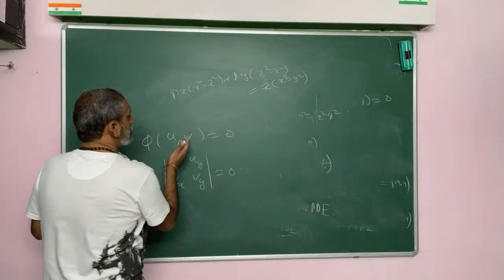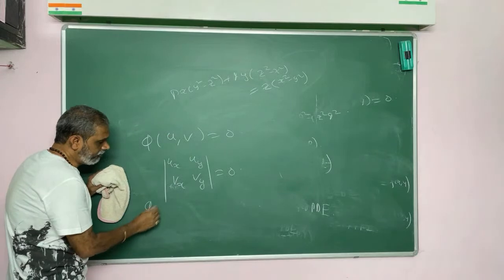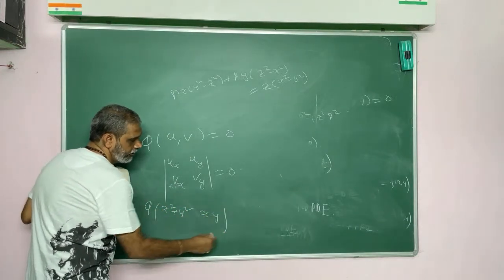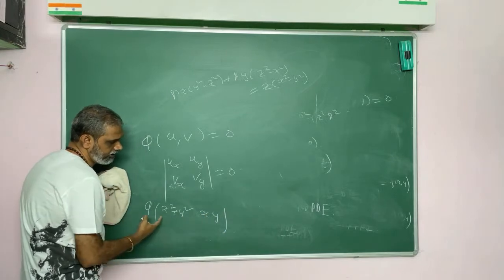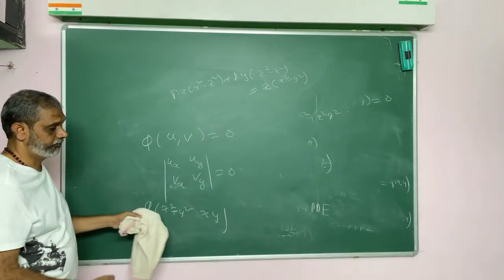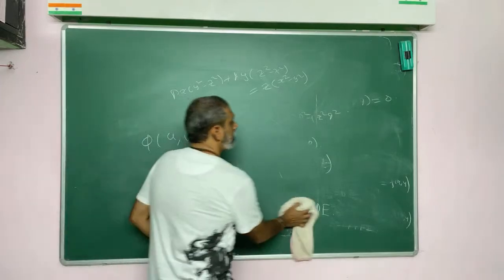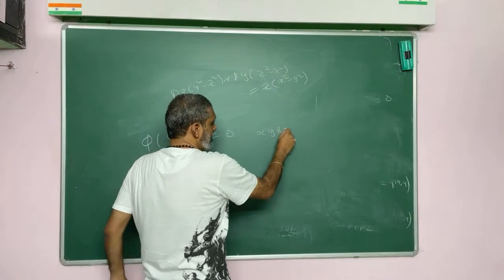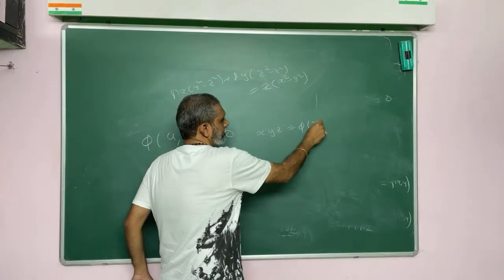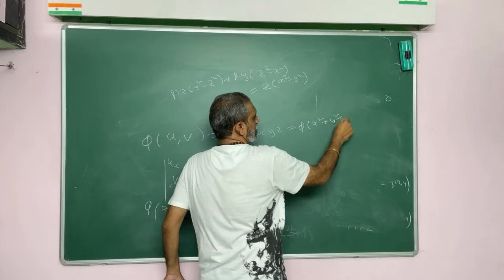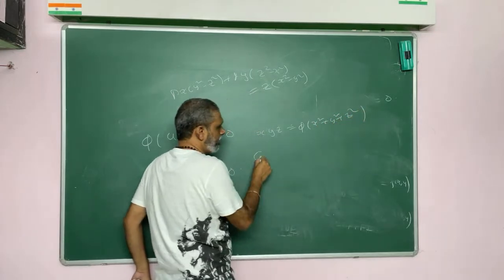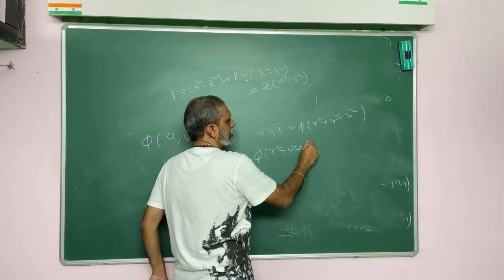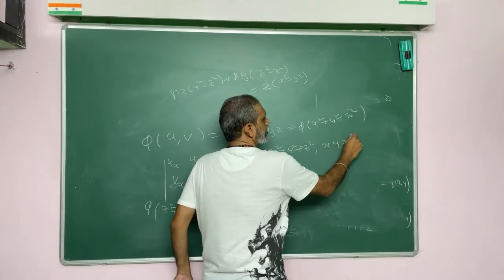Then you can solve. See, the same, they may give phi of x square plus y square, then xy. So this you can take u, you can take ux. Maybe you will have z also. The same problem: xyz is equal to phi of x square plus y square plus z square. The same problem they may ask as phi of x square plus y square plus z square comma xyz.